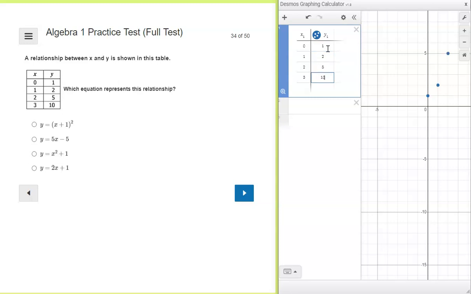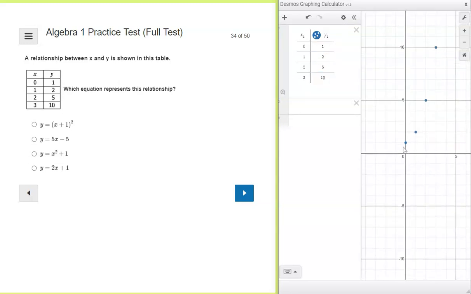Five and 10. All right. And this also kind of has a curve to it, so I would say quadratic. So either the first one or the third one. But again, if you want to just graph all of them, that's totally fine too. These are the easy questions, I would say.